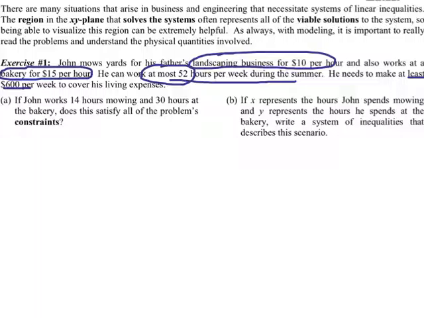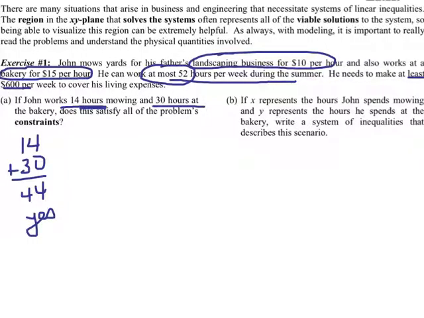In part A, it says if John works 14 hours mowing and 30 hours at the bakery, does this satisfy all the constraints? Well, you got two parts here. First of all, 14 hours on the one, plus 30 hours on the other equals a grand total of 44 hours. Is that at most 52 hours? Yes, you should remember that 52 hours at most means that amount or less. So that part, A-okay.